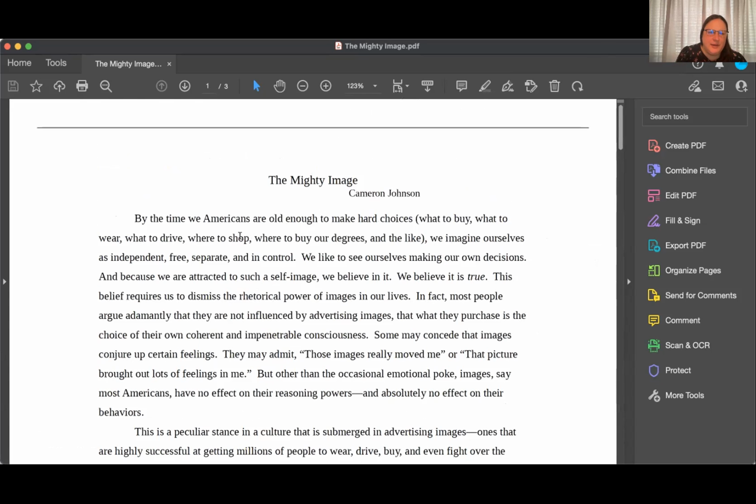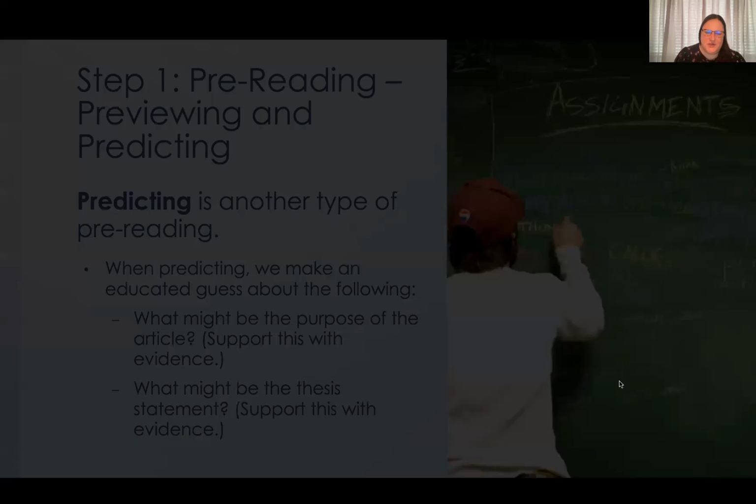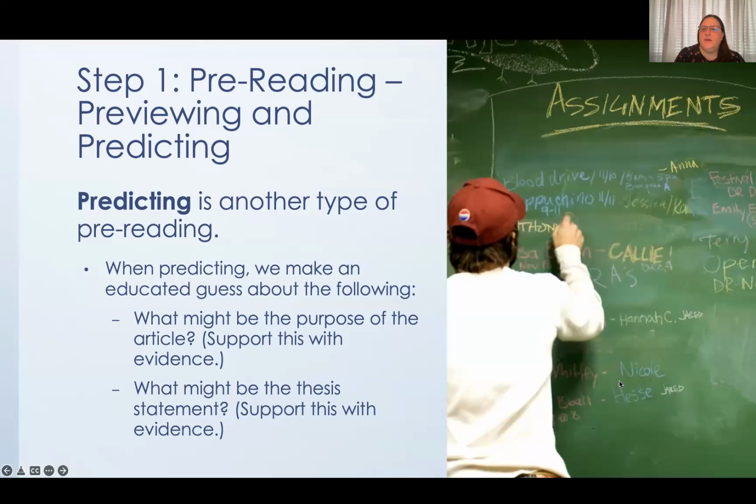After doing that, what I will ask you to do then is to make a prediction. A prediction is also another pre-reading strategy, what we do before reading. That's when we make our best educated guess of what we think the text will explain. So what might be the purpose of the article, right?